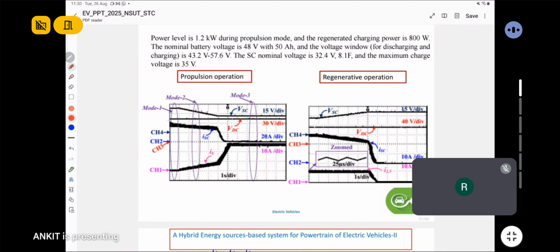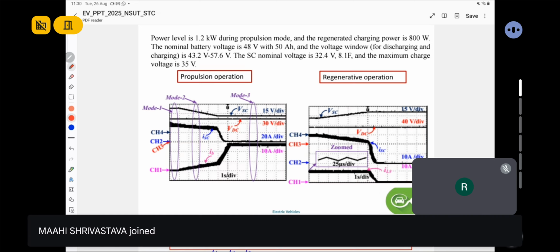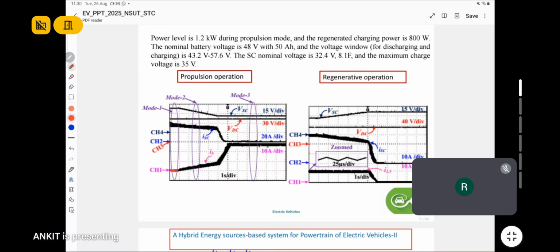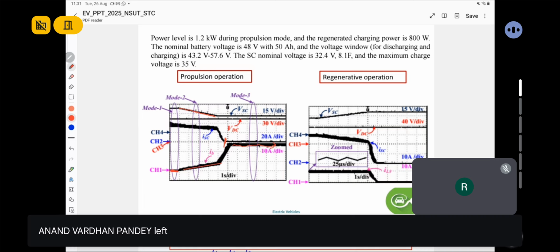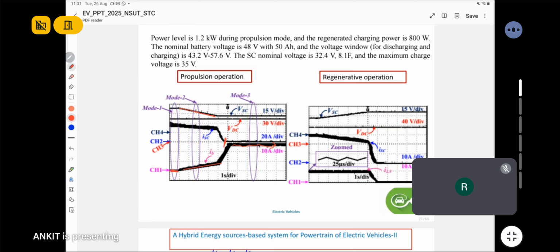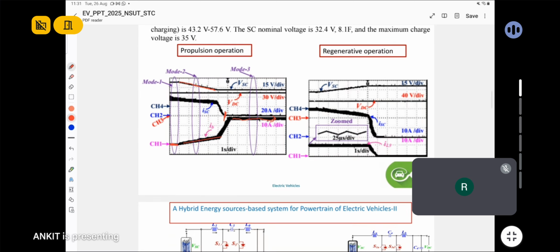In mode 1, as you can see from the diagram, only the supercapacitor is providing power, so the battery current is 0 here. The supercapacitor terminal voltage is going down, and its power supplying capability is also decreasing, so the battery starts providing power. At one point, when the supercapacitor is completely exhausted, the battery alone provides power to the load system.